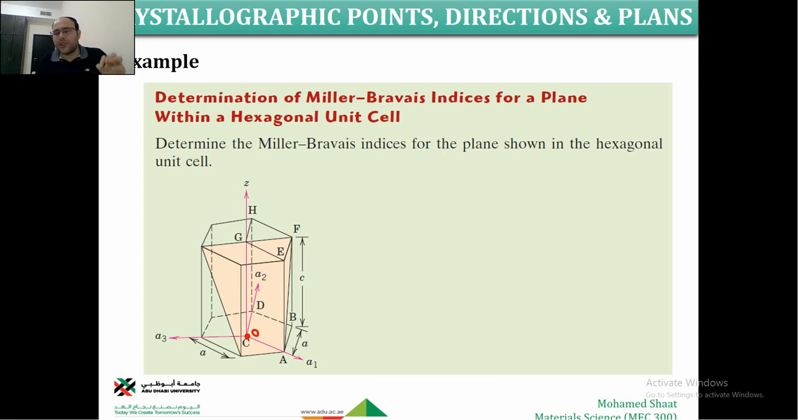What is step 1? Your objective is just to identify the axes that physically intersect with the plane. We have four axes: A1, A2, A3, and Z. So, do you think that A1 intersects with the plane? Yes, it does intersect with the plane at this point. This is the A1 axis, and the plane clearly intersects A1 at this point. So this point of intersection along A1 equals 1A. The intercept will be 1A.